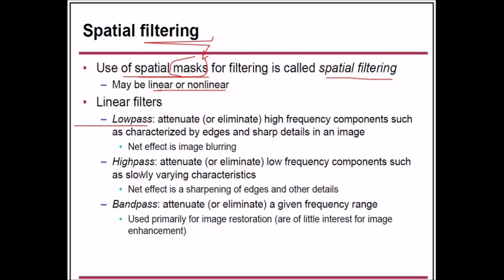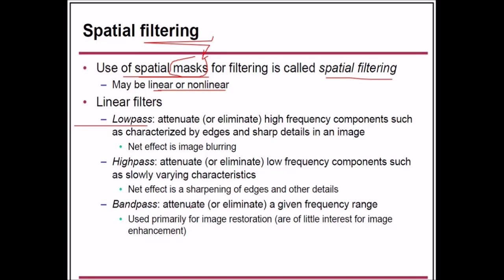While in high pass, as the name suggests, only the high frequencies are allowed to pass. So it attenuates or eliminates low frequency components, such as slowly varying characteristics. Slowly varying characteristics are usually low frequency, while sharp edges and sharp details are all high frequency. So for the high pass filter, the net effect is sharpening of edges and other details.